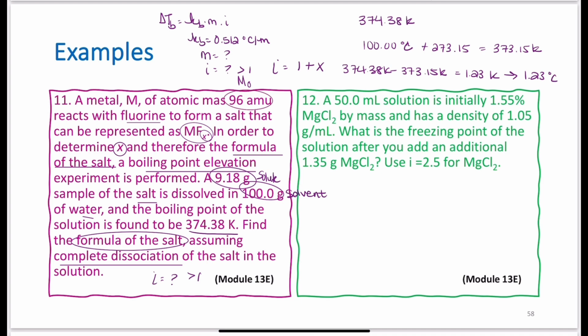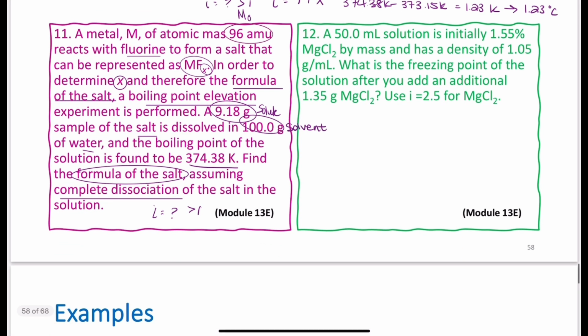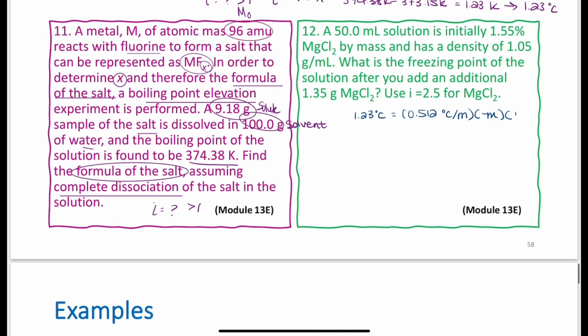Okay? So at this point I know this, I know this, and I have a placeholder for this. Not the best, people don't like it, but it will work. Let me show you. I've got 1.23 degrees C for my delta T_b, because it's the boiling point. I know it's 0.512 degrees C per molal for my K_b, because it's water. I have no idea what my molality is. That's what I'm trying to find. And I know that my i value is going to be equal to 1 plus x.